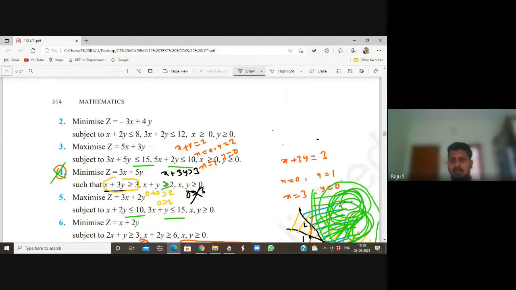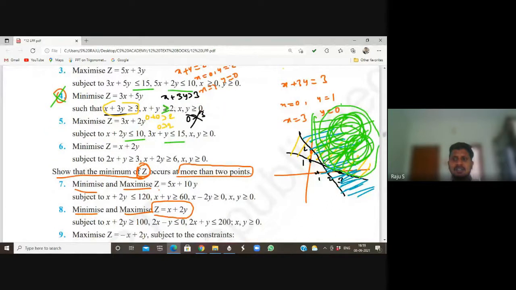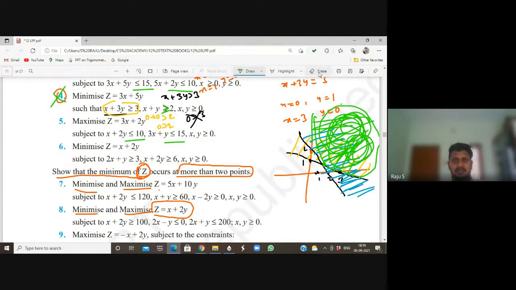Greater than means the area of the region is infinite. It should not be finite. We may get a minimum value. We don't get a maximum value for unbounded. Maximum value is infinite. At what point it is infinity, we don't know. So unbounded, we don't have in the syllabus.